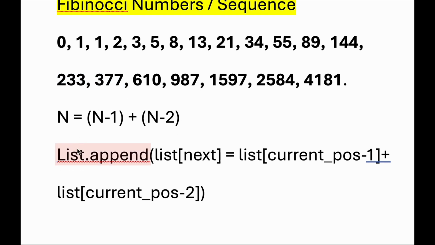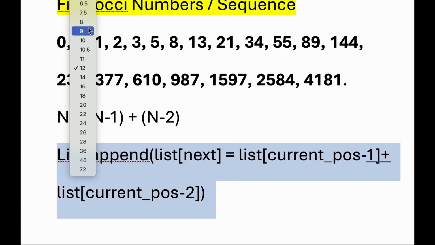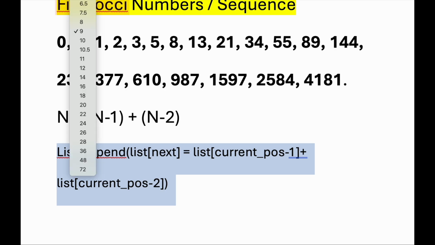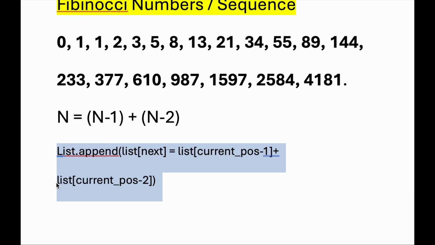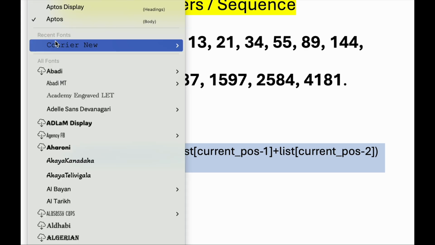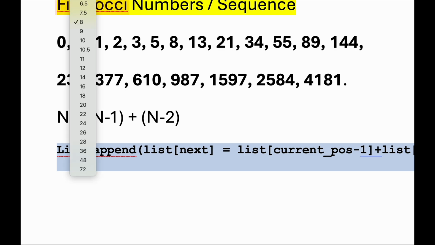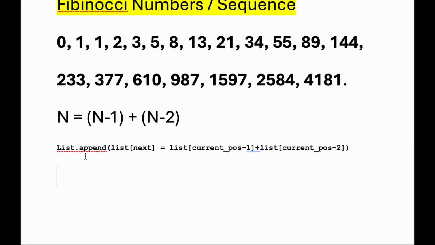What does that mean in terms of syntax? Let's take a look at this. Let's make this a little bit smaller so it fits nicely on the page, and let me put it like you might read it as a computer might read it, in Courier New, maybe in bold, and maybe even smaller. There we go. So hopefully you can see this. list.append(list next) is equal to list current position minus 1 plus list current position minus 2. So that might be how you would arrange it on your computer.